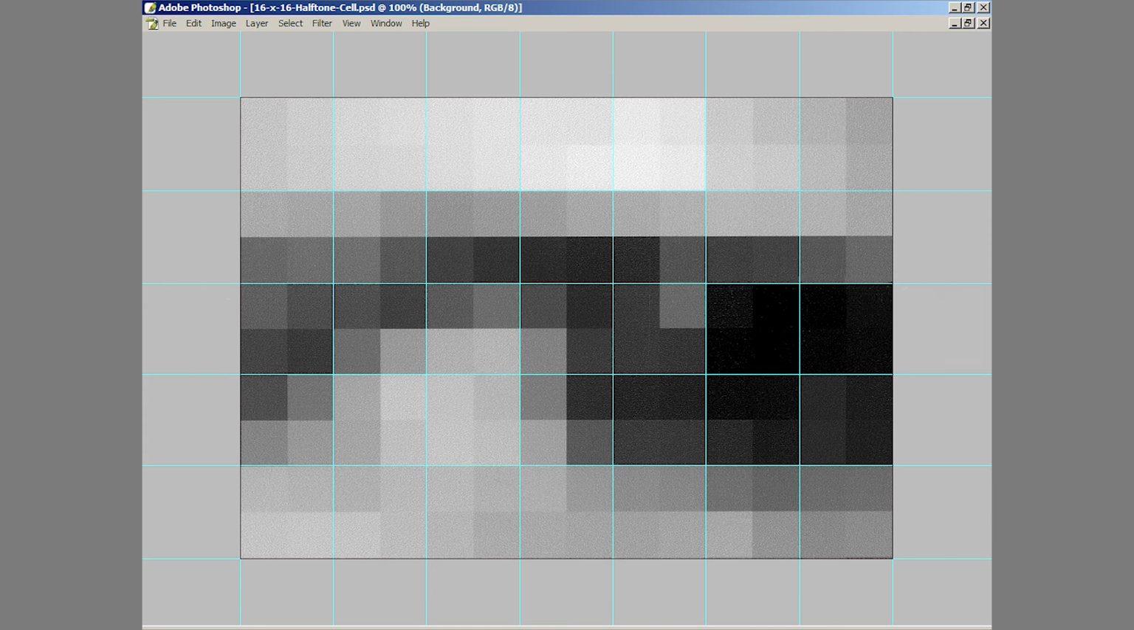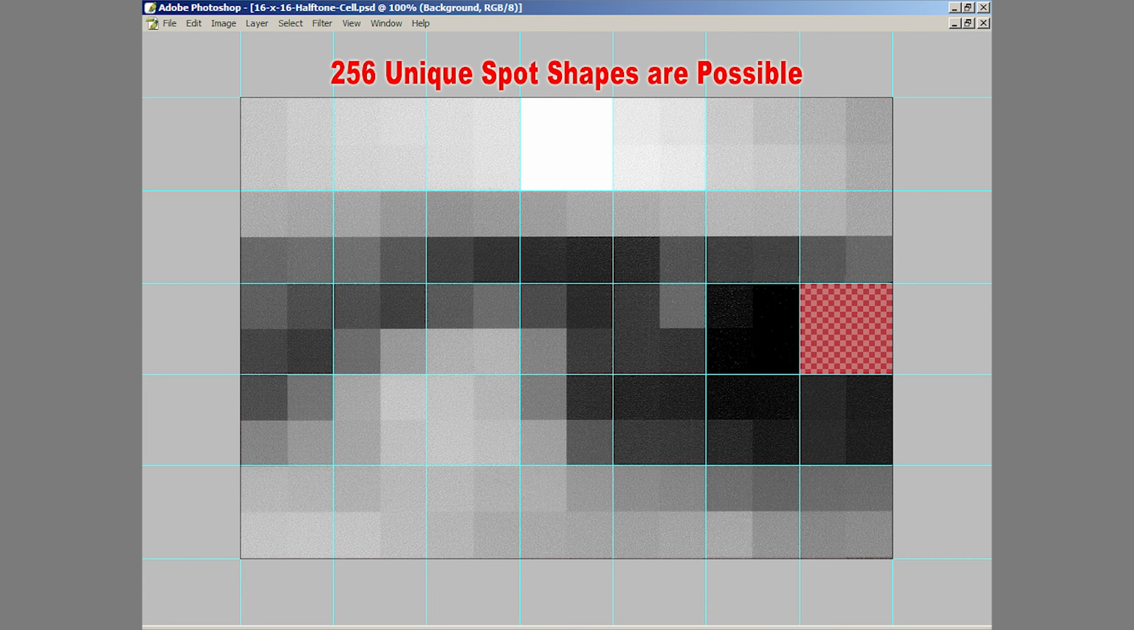A black cell would require 16 by 16 or 256 printer dots. A pure white cell would require none. We can create 256 different halftone spot shapes or leave the cell blank for pure white. So we can now represent all 256 possible levels in a grayscale image. Here you see a 3% halftone spot with 8 printer dots, because 8 divided by 256 equals 3%. This spot represents 10% coverage with 26 printer dots. 26 divided by 256 is approximately 10%.